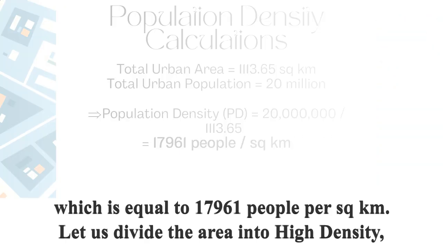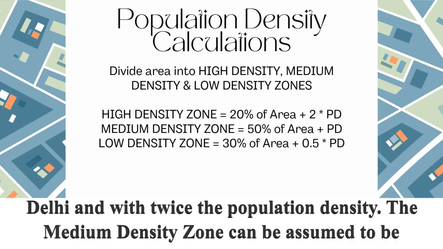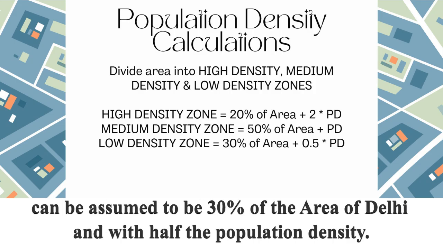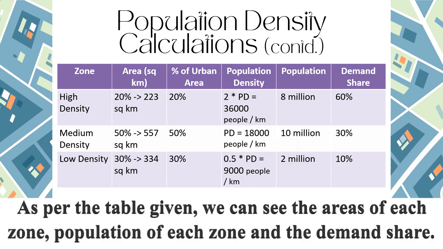Let us divide the area into high density, medium density, and low density zones. The high density zone can be assumed to be 20% of the area of Delhi and with twice the population density. The medium density zone can be assumed to be 50% of the area of Delhi and with average population density. And the low density zone can be assumed to be 30% of the area of Delhi and with half the population density. As per the table given, we can see the areas of each zone, population of each zone, and the demand share.